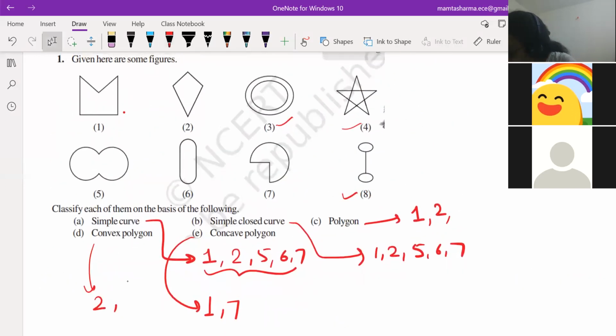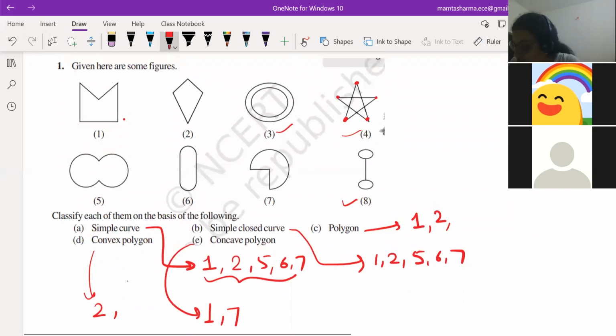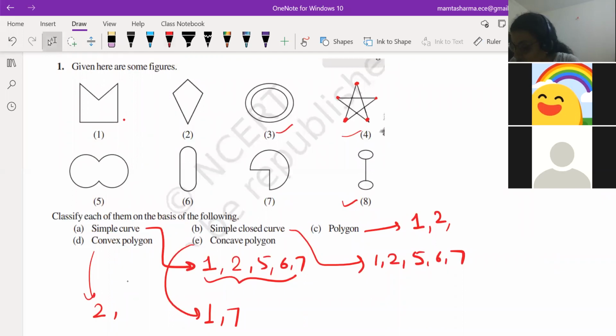Actually this is not a curve. If it is not a curve, it will not be considered either a convex or concave shape, because we cannot make it without lifting. Yes, we can make it without lifting the pen. So it will be considered in this: if we draw it, can we draw a diagonal?